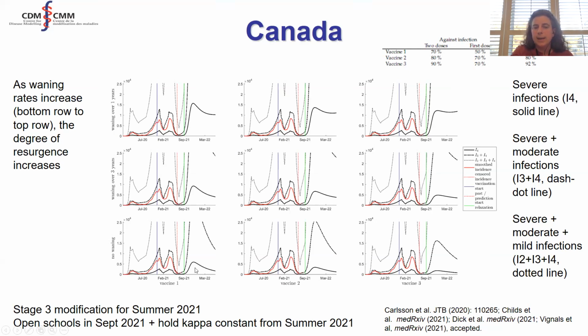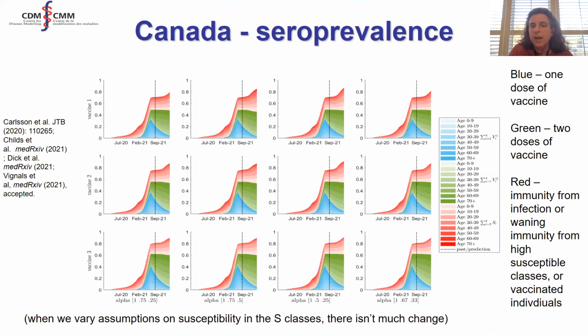So we fit this to data. So we have severe infection, moderate and severe, and mild, moderate, and severe for incidence. And then we can project what our distribution of immunity will look like over time. Here in blue we have individuals that are vaccinated with 1 dose, in green individuals that have 2 doses of vaccine, and in red, all the different individuals that have gained immunity from infection, or have had their immunity wane from vaccination.